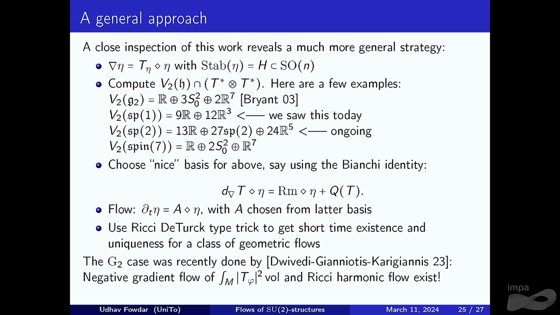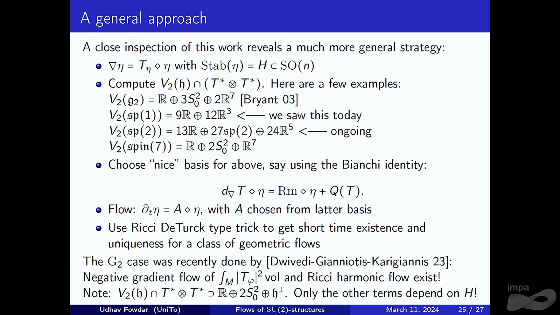And in their case, they also prove that the negative gradient flow for the L2 norm of the intrinsic torsion of the G2 structure has short-time existence, and they also prove that the Ricci harmonic flow exists. So this could a priori be a much more general phenomenon. Although they stick very much to the G2 case, if you look at the paper very closely, you'll see that everything has an analog, and you can extend everything in that language here. Okay.